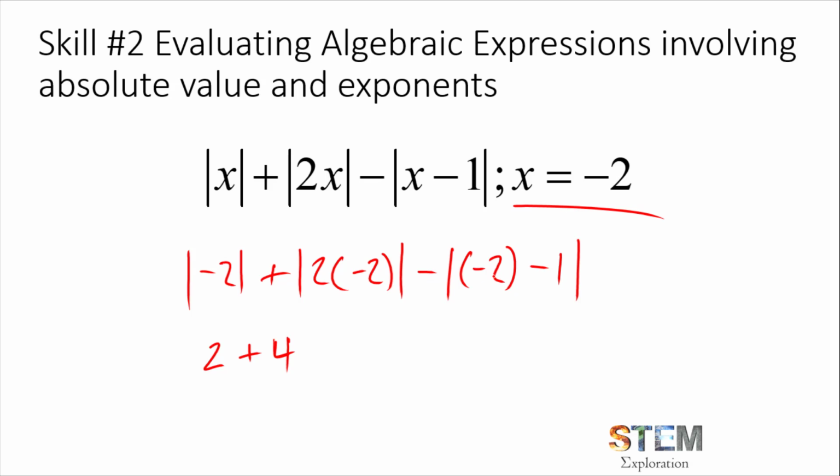And if we look at negative 2 minus 1, that would be negative 3. Absolute value of negative 3 is 3, but there is a minus sign here, so this will be negative 3. So 6 minus 3 is equal to 3, and that's how we would evaluate this given situation.